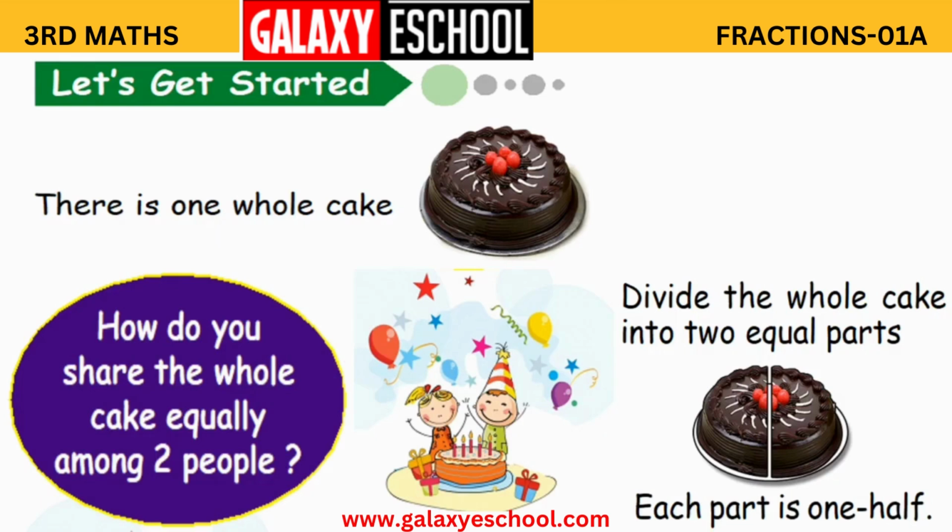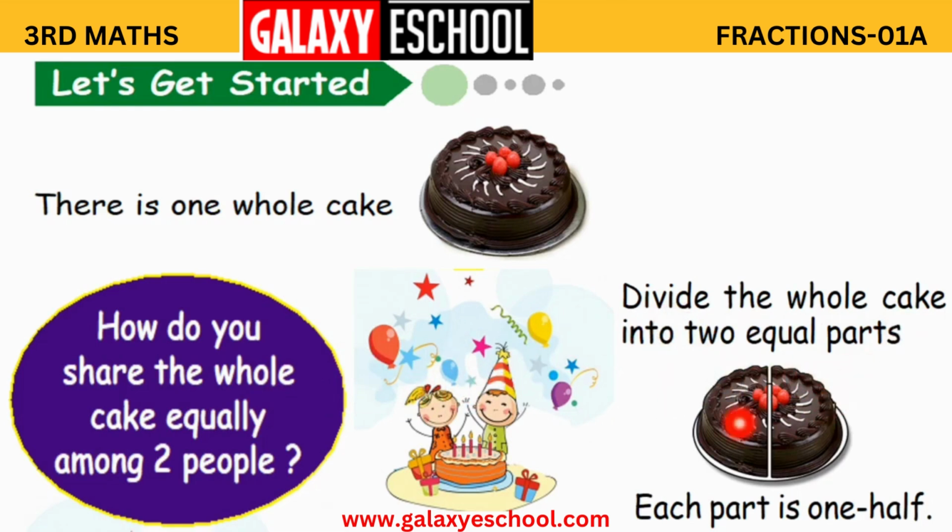Now let's get started. There is one whole cake. Can you see this beautiful chocolate cake here, children? Yummy and delicious cake? Yes. Now, how do you share the cake equally among two people? Suppose you and your brother or sister are there. Now you have to share this cake equally among these two people. Now how will we do that? Divide the whole cake into equal parts.